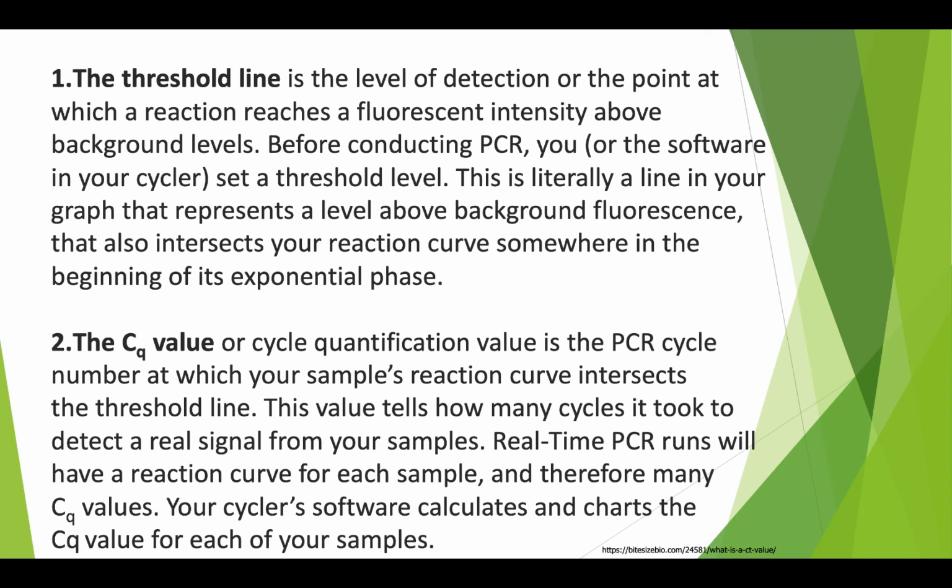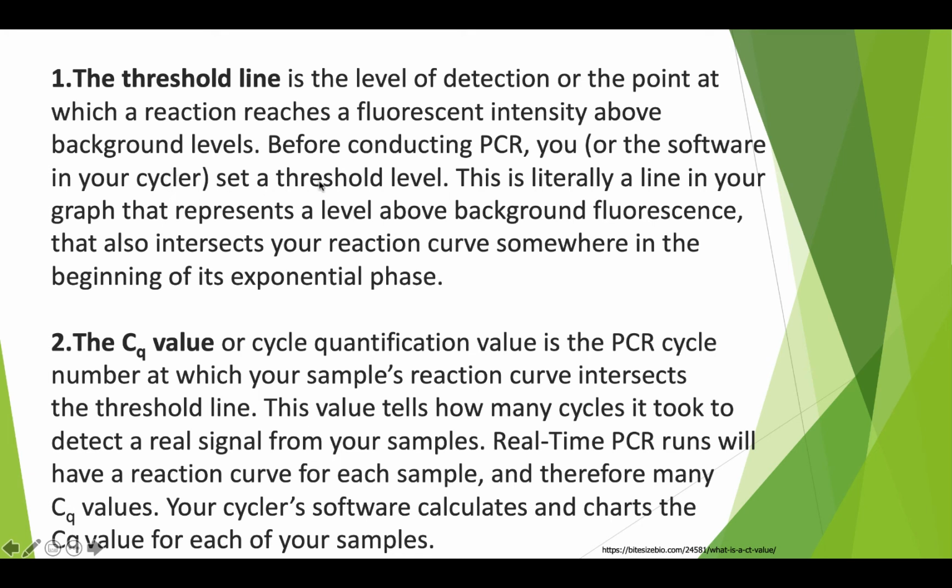There are basically two important outputs that you are looking for in a qPCR. The first is the threshold line and the second, most important, is the CQ value. We will repeat this in the coming slides as well, but the threshold line basically is the level of detection, or the point at which the reaction reaches fluorescent intensity above background levels. This is the clincher word.